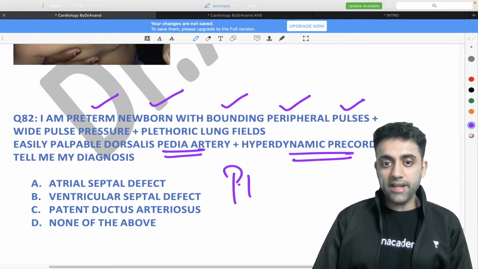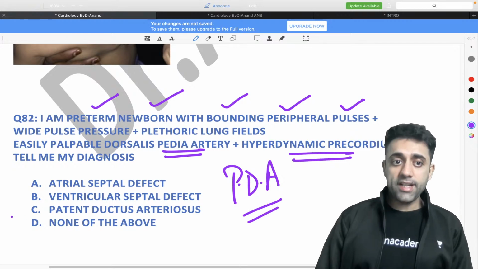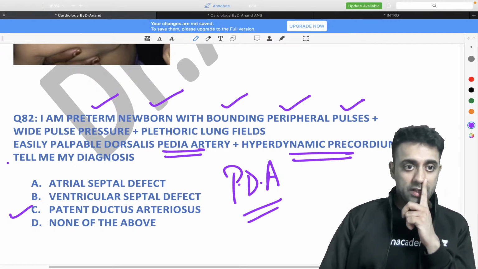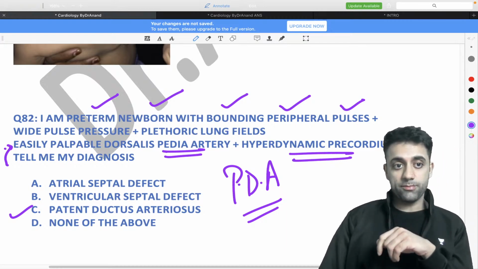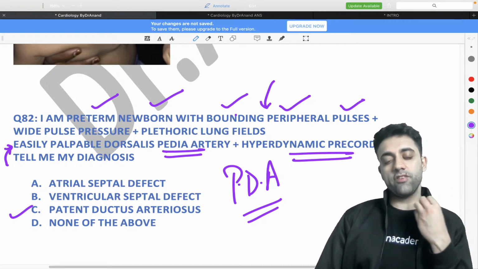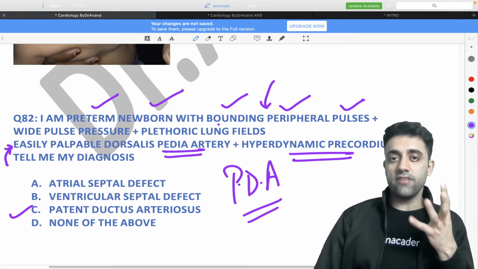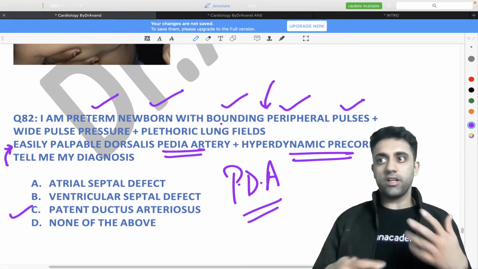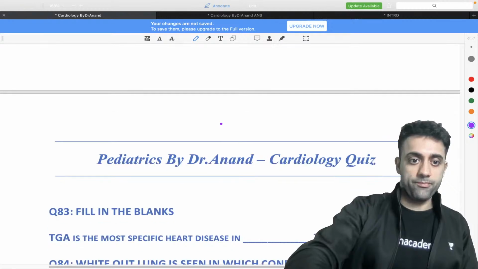Very good, very good. Patent ductus arteriosus. Yes or no? Patent ductus arteriosus patient. I told you that day during the PDA class also, dear, that easily palpable dorsalis pedis artery, bounding peripheral pulses, ductal steal phenomenon, hyperdynamic precordium, wide pulse pressure, and what else? Yeah, all those conditions are PDA only.